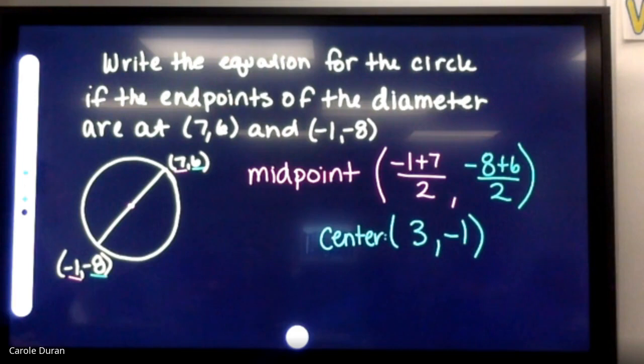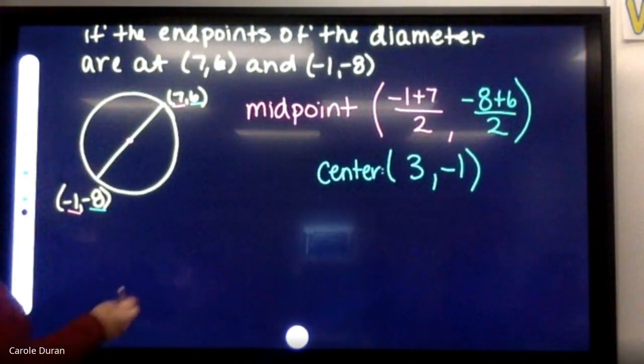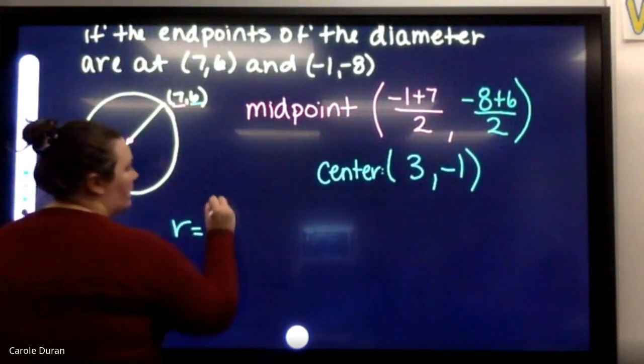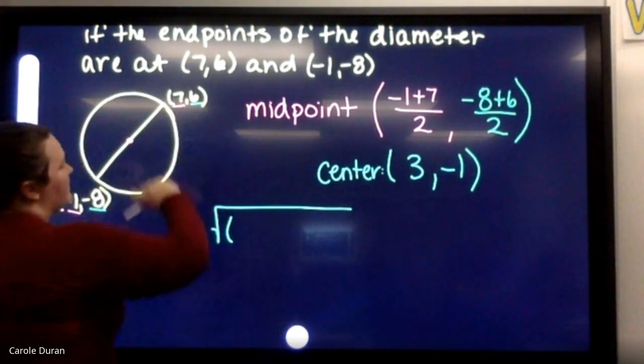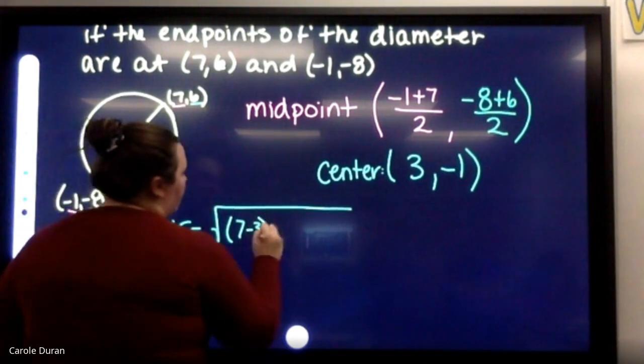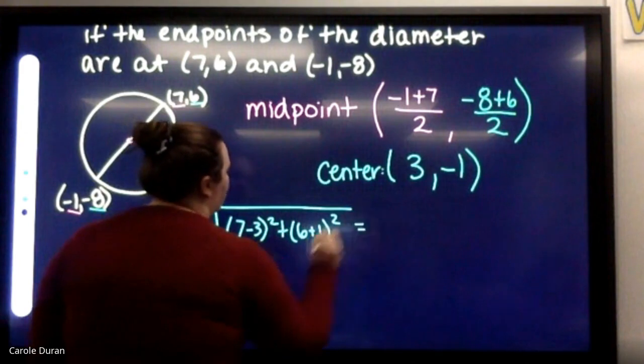What's the last piece of information I need to write the equation? Radius. How do I find the radius? Center to the edge. We could also technically find the distance between our two diameter endpoints and then divide that by half, but it's going to be easier center to edge. So my radius is going to be the distance from the center to either one of these points. Doesn't matter which one, because it's going to be the same either way. So I'm going to do (7, 6): 7 minus 3 squared plus 6 minus a negative 1 squared.